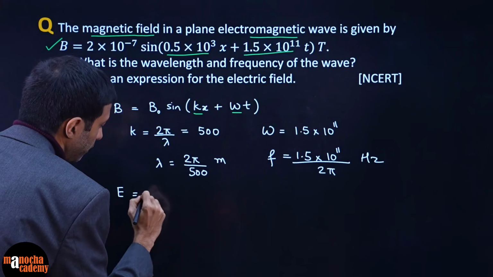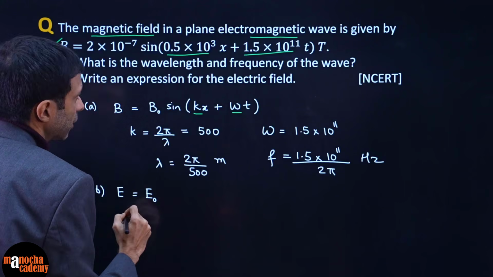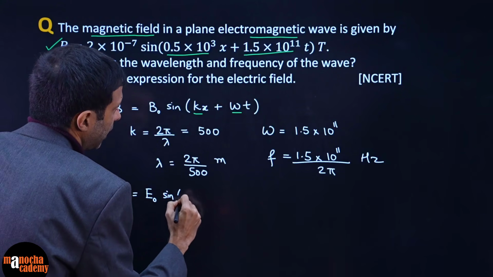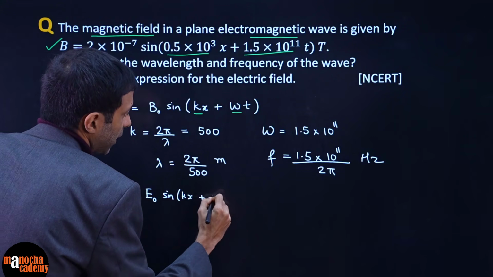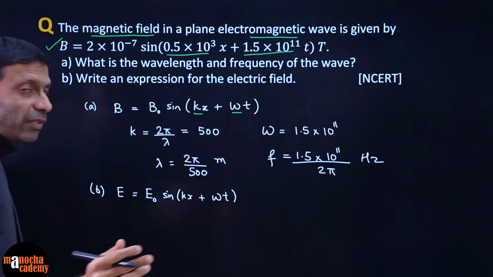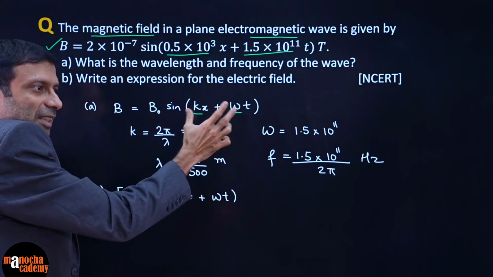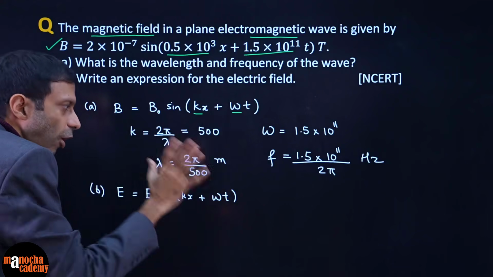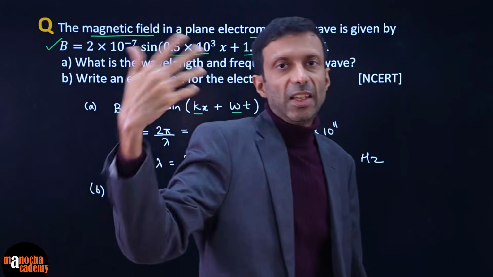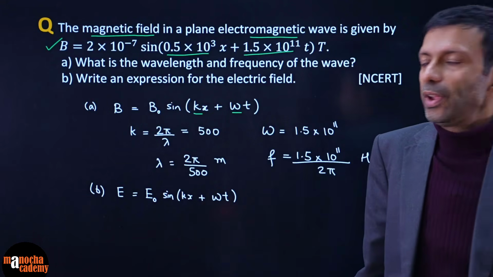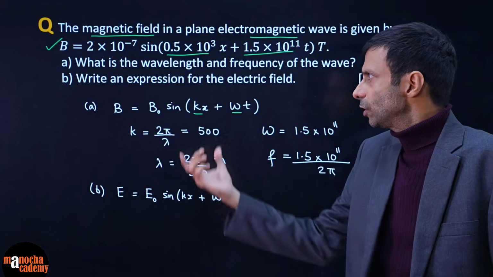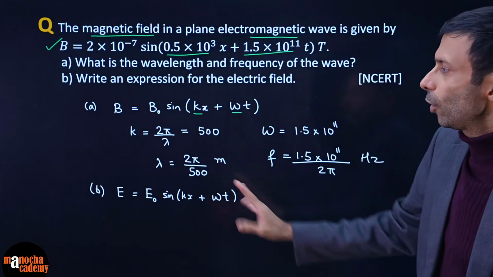E is equal to E naught sine kx plus omega t, because remember we said it's in the same phase. Phase means what is within the bracket. You just copy it. Phase of the wave is what is within that sine or cos function. So I just copied it, and I can simply copy down the values.